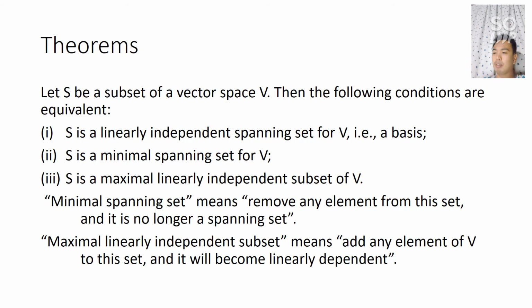Let S be a subset of a vector space V, then the following conditions are equivalent. S is a linearly independent spanning set for V, that is, it is a basis. S is a minimal spanning set for V, and S is a maximal linearly independent subset of V. Minimal spanning set means remove any element from this set, and it's no longer a spanning set. Maximal linearly independent subset means add any element of V to this set, and it will become linearly dependent.